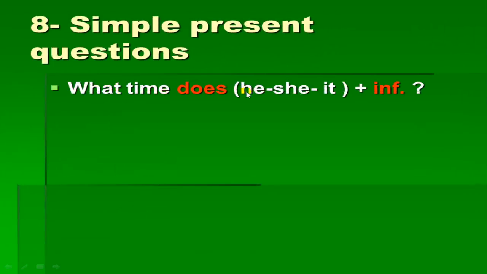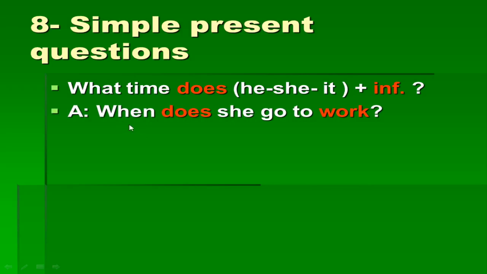What time does he? What time does she? What time does it? So here, what time is the question word. What time? When? Where? A and B. When does she go to work? Go to, T soft D. When does she go to work? She goes to work every day. When? Every day.